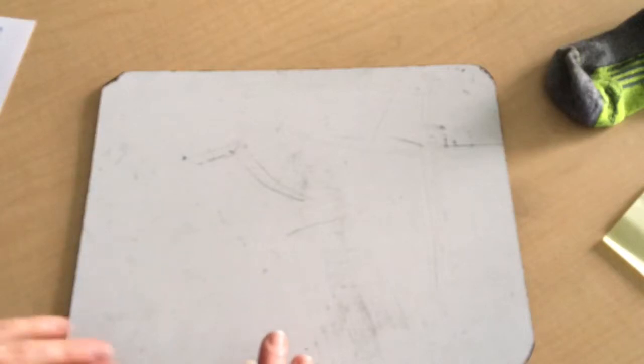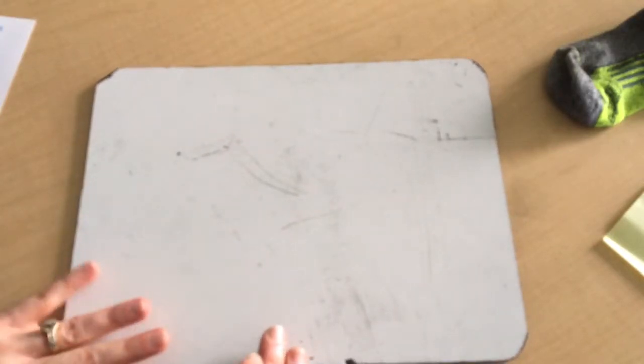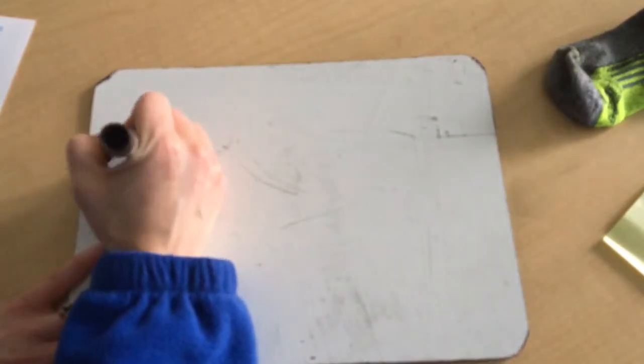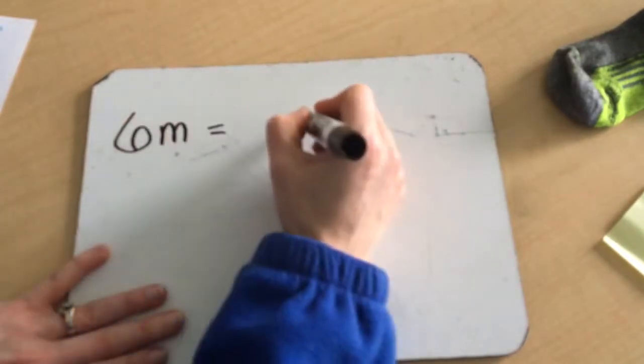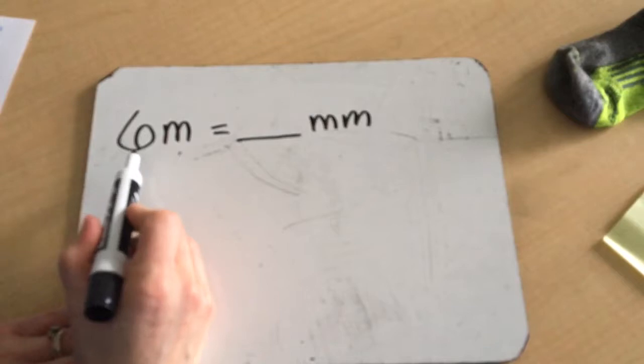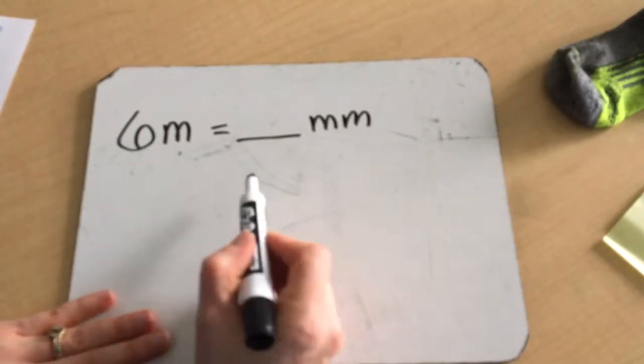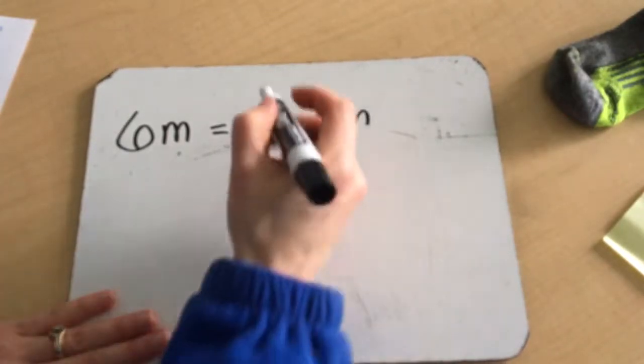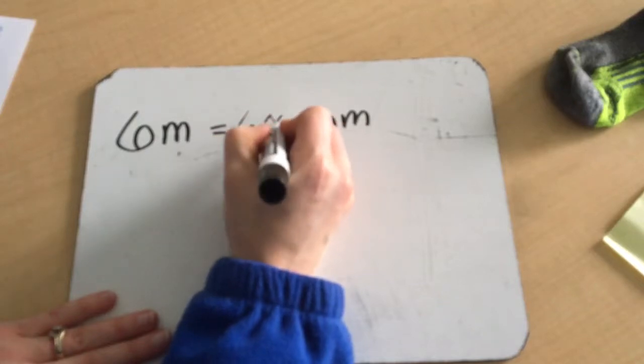All right, let's go ahead and do some millimeters. If you remember, 1 meter is 1,000 millimeters. So let's go ahead and practice some of those. Let's say we want to do 6 meters, and we want to turn them into millimeters. Well, since 1 meter is 1,000 millimeters, what would 6 meters be? Well, hopefully you said 6,000.